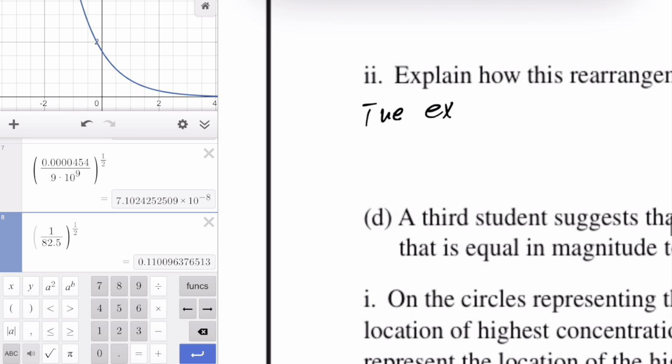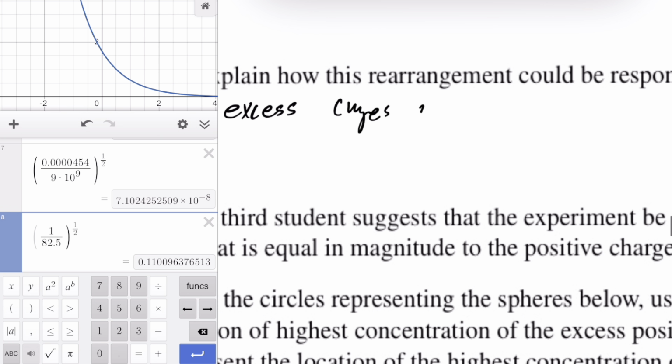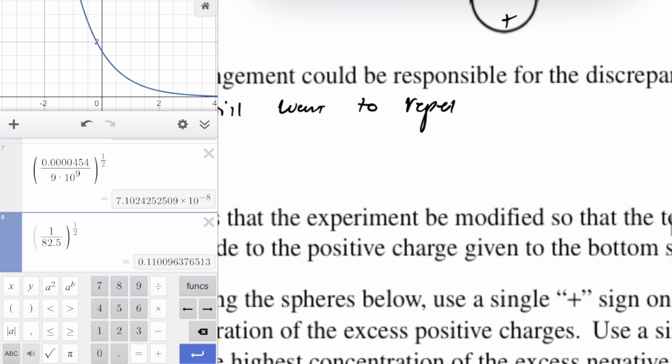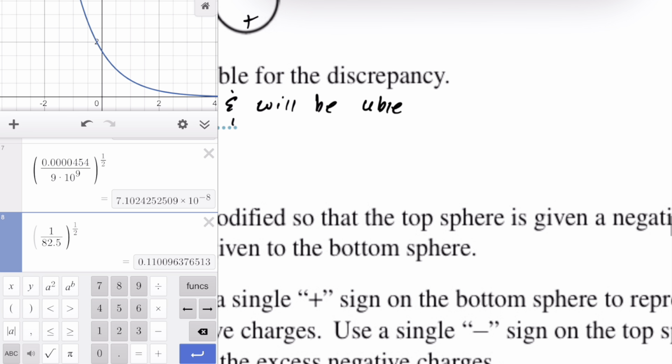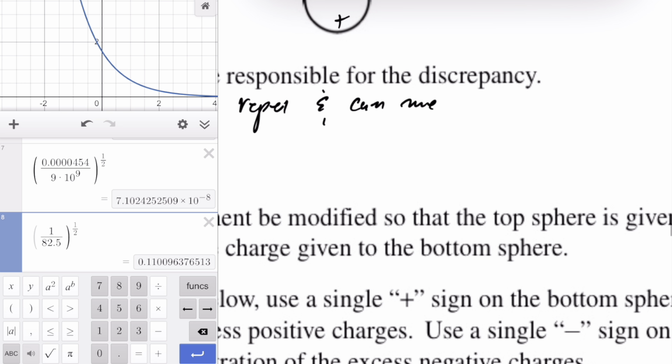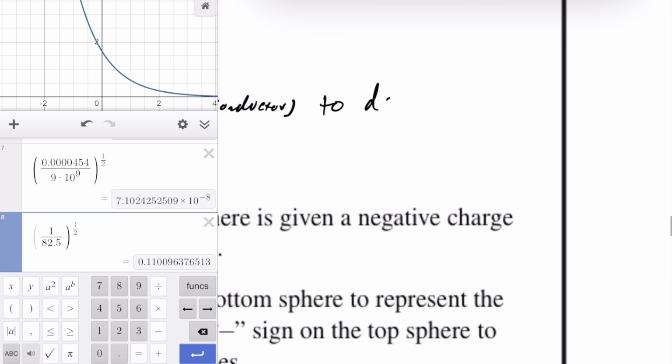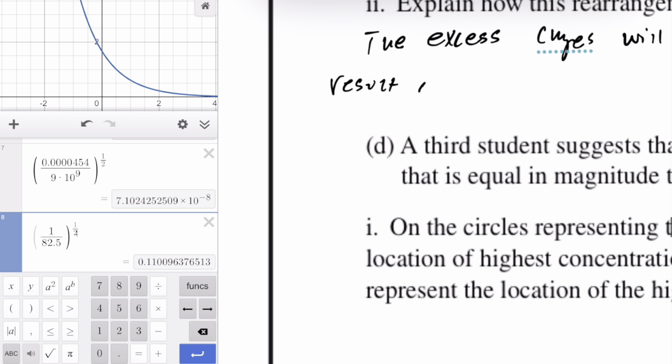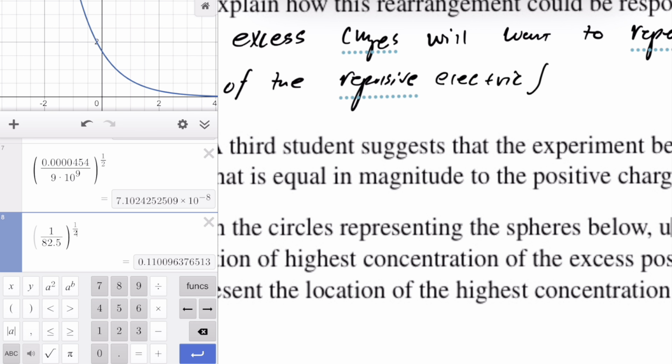The excess charges will want to repel and can move freely, because they're conductors, to the edges, as a result of the repulsive electric force.